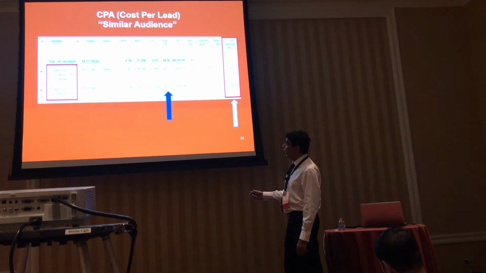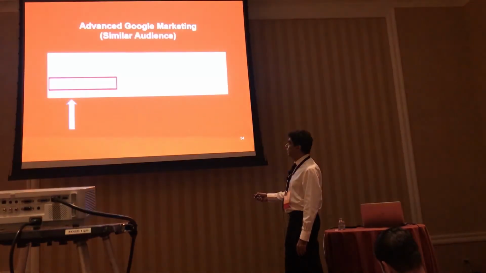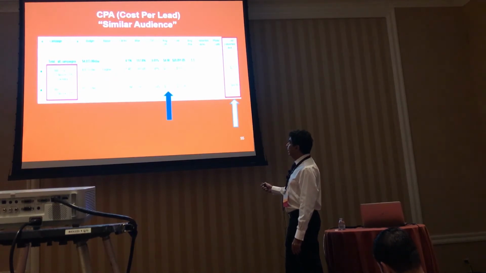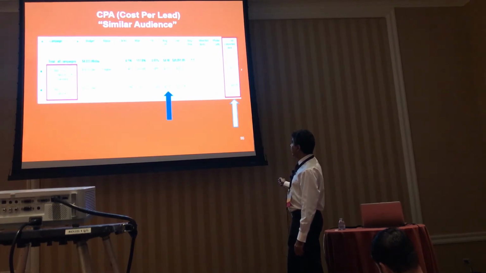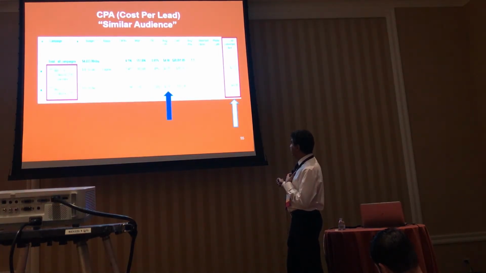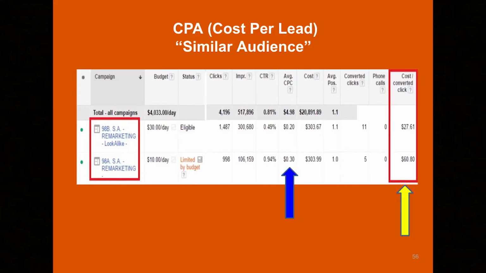So when it says lookalike, that's the similar audience. This one. So it's similar to, or it looks alike. Cost per click, 20 cents. Cost per lead, this is water restoration, $27. This is our list, 18,000. Cost per click, only 30 cents. Cost per lead, 60 bucks.